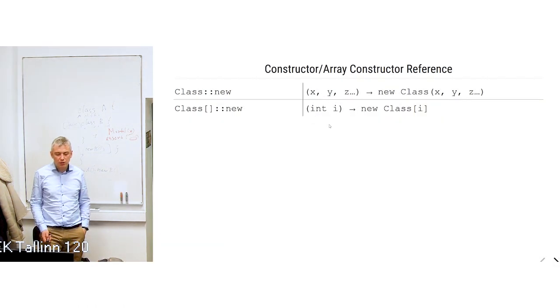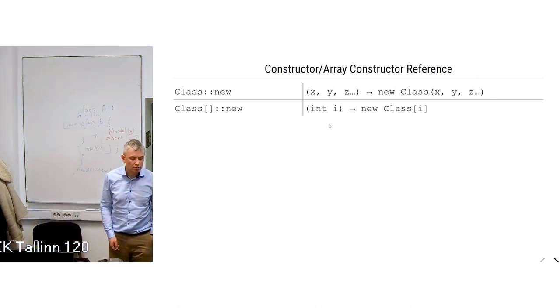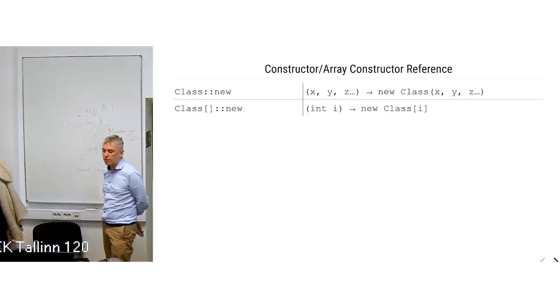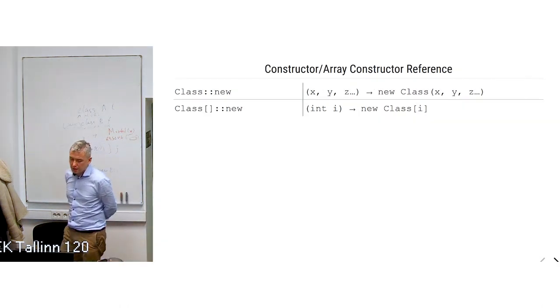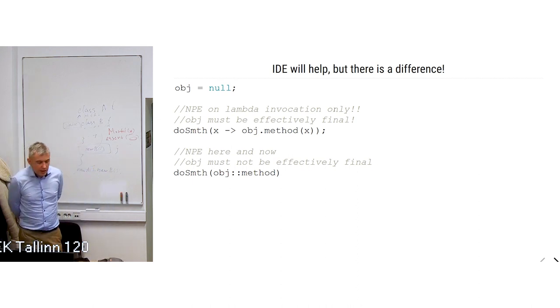The first argument is going to be an integer, of course. It's going to be the size of the array that you want. So this is just a lambda that accepts an integer as its first argument, and you will get an array of the class with a given length.